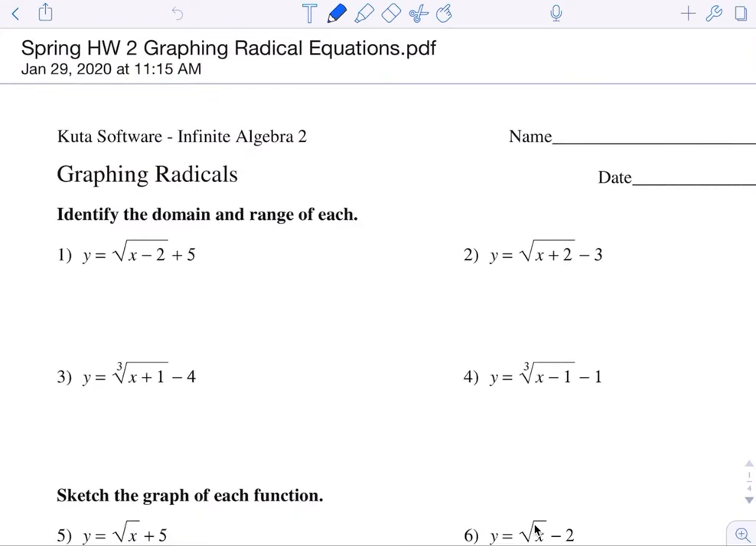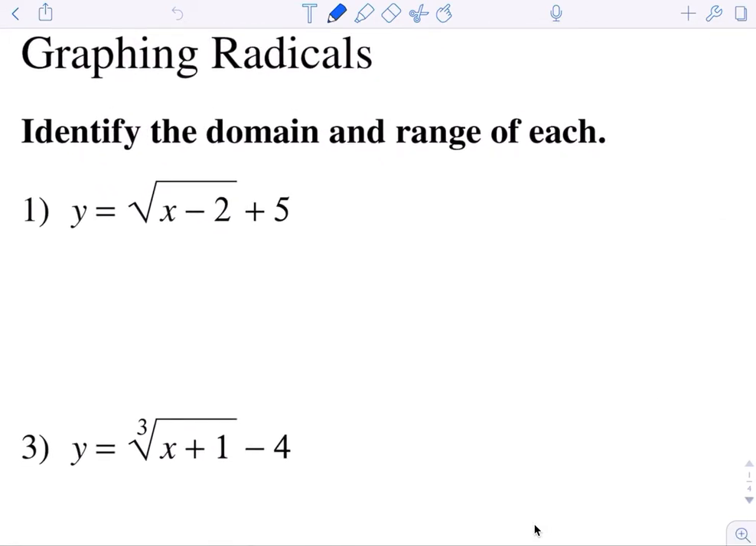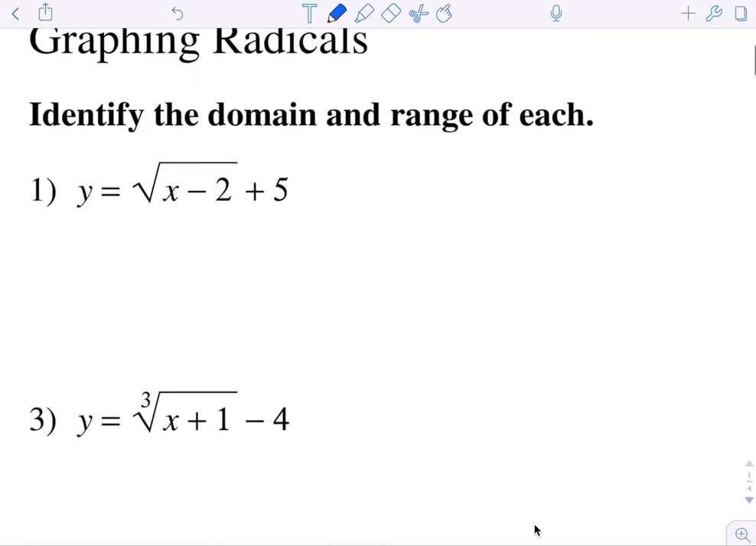Okay. Spring homework number 2, graphing radical equations. So, right here, it says identify the domain and range of each. Okay, so now for starters, in order to find the domain and range, guys, you first have to ask yourself this. That square root is going to be 0 when?